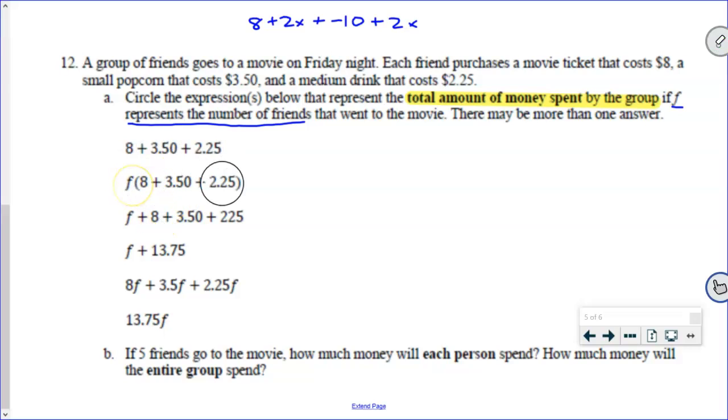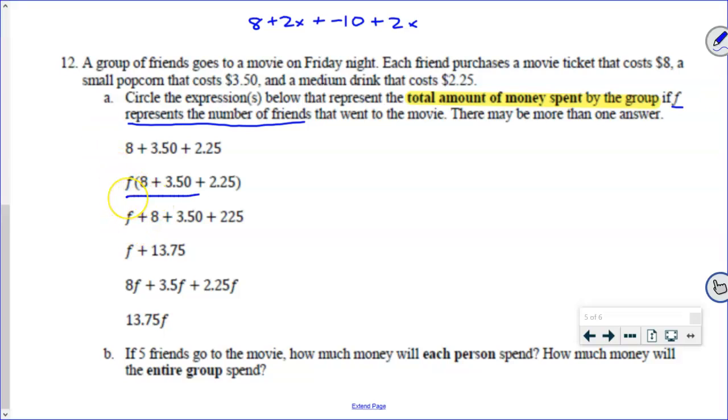Is this one going to work? Why? Because it looks really close to what we have up above. Why is it all of a sudden going to work, Danielle? Yeah, that's a great explanation. It's F groups of, we already know that this 8 plus 3.50 plus 2.25 is the cost for one person, right? So F groups of the cost, that makes perfect sense. However many friends or people are there, that is going to be multiplied by the total, or the cost for one person.